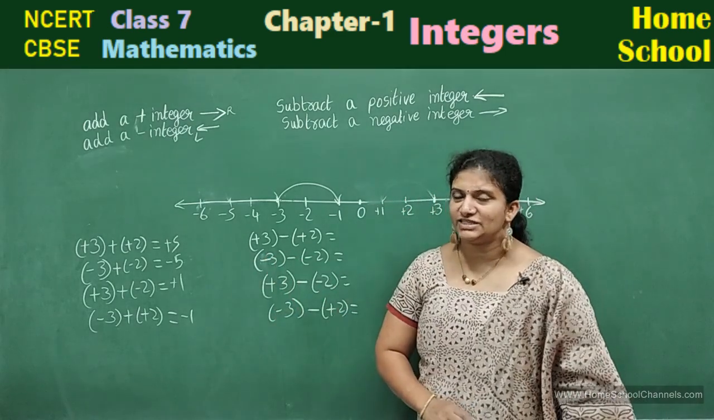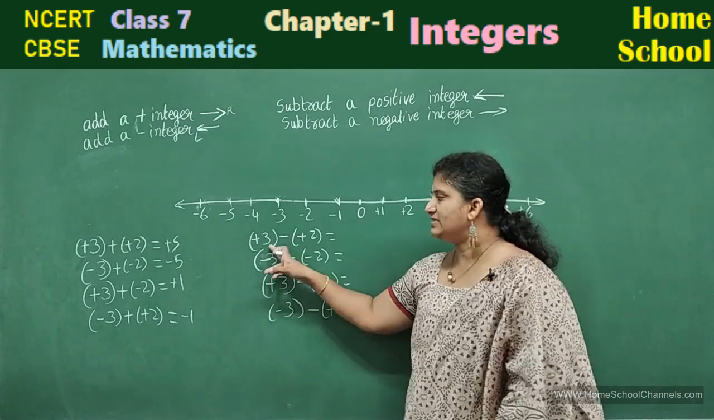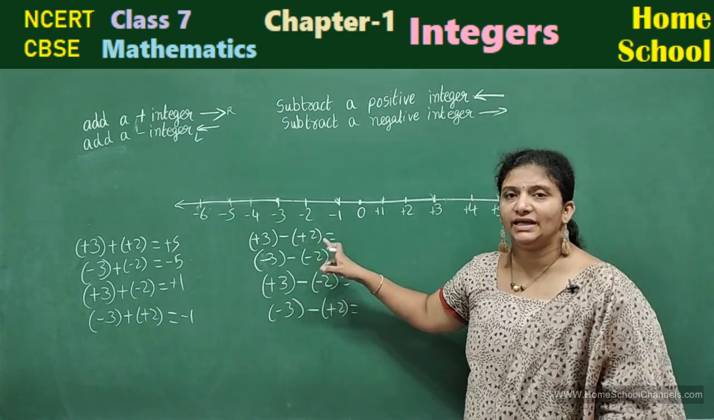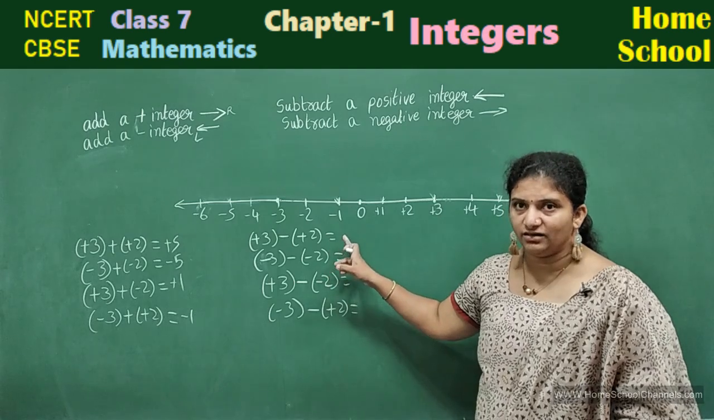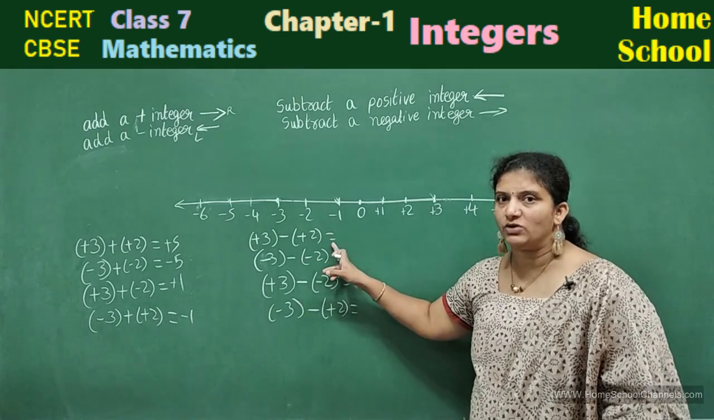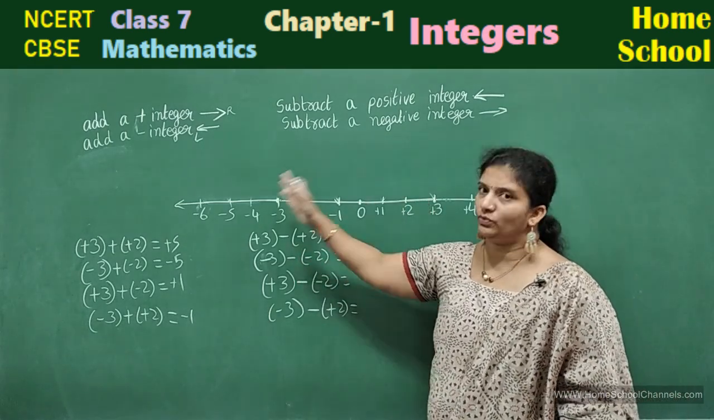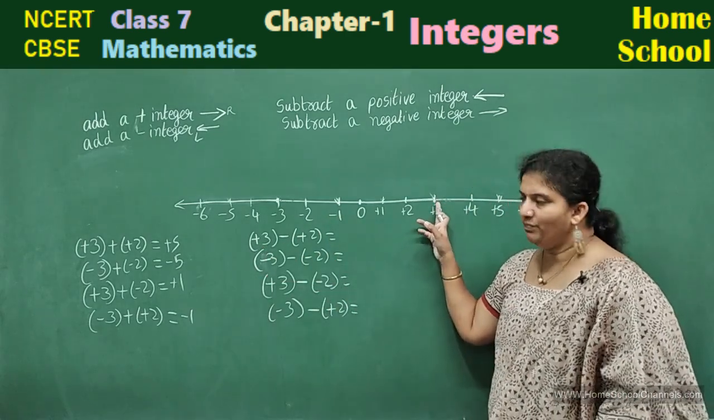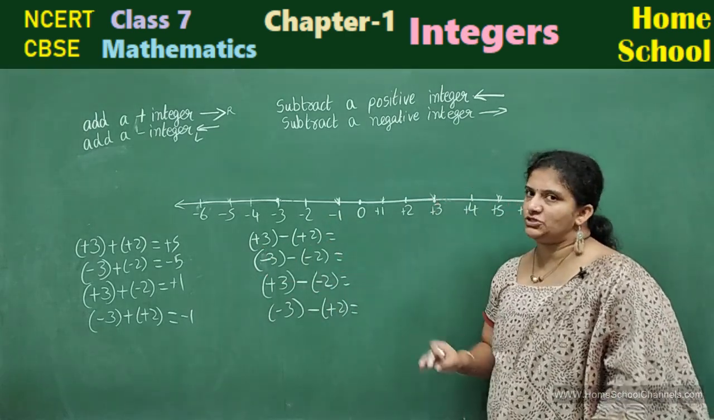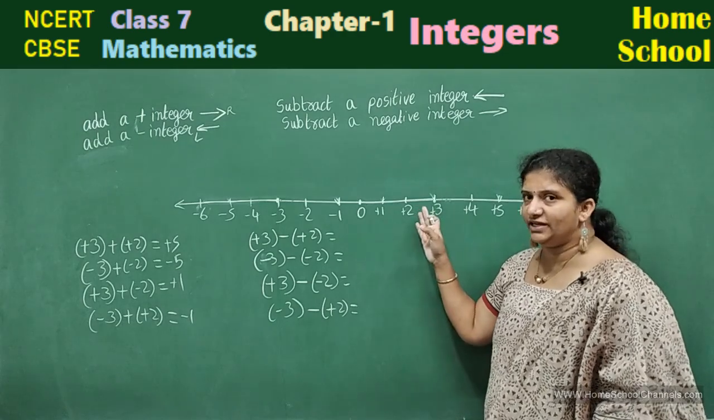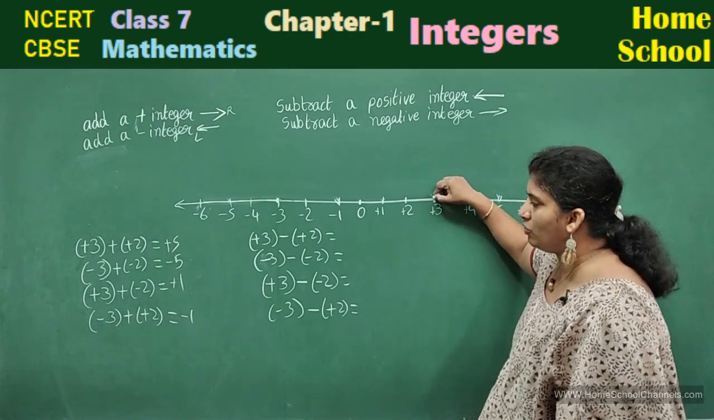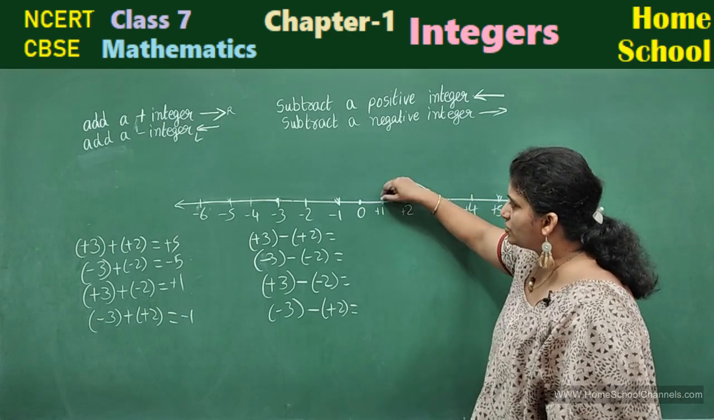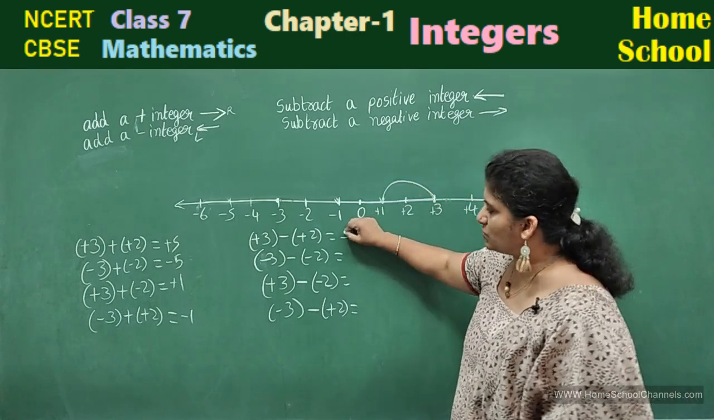Subtraction of integers on a number line. Plus 3 minus of plus 2. When you are subtracting a positive integer, we need to move towards left side. So your position is at plus 3 now. Minus of plus 2. Subtract positive integer. So which side we need to move? Towards left side. How many digits? 2 digits. So your answer is plus 1.